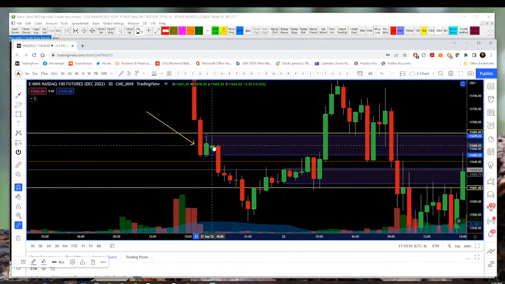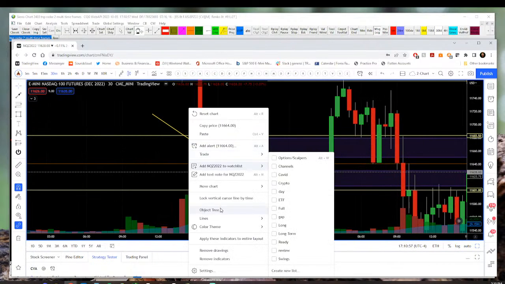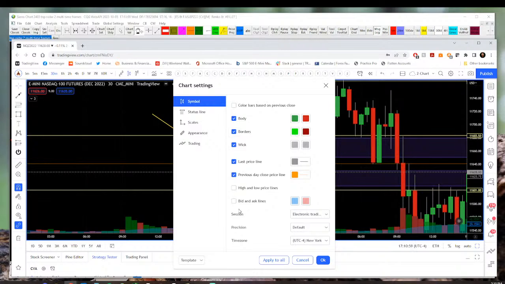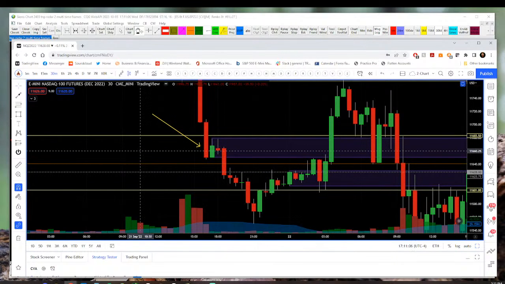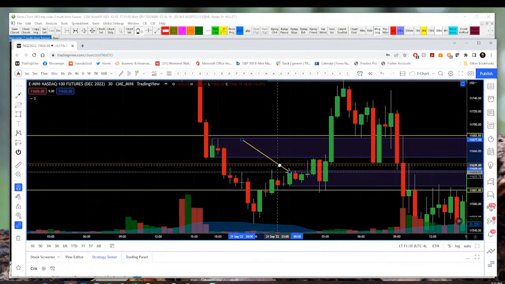Oh, I see why it showed up because this didn't close. This didn't open where it closed, so it's okay. Hold on. Did I mess with this? I don't think I did. Colors based on previous close. There we go. I must have accidentally unchecked that. Okay. So yeah, that's what you should see is one candle that's one color.